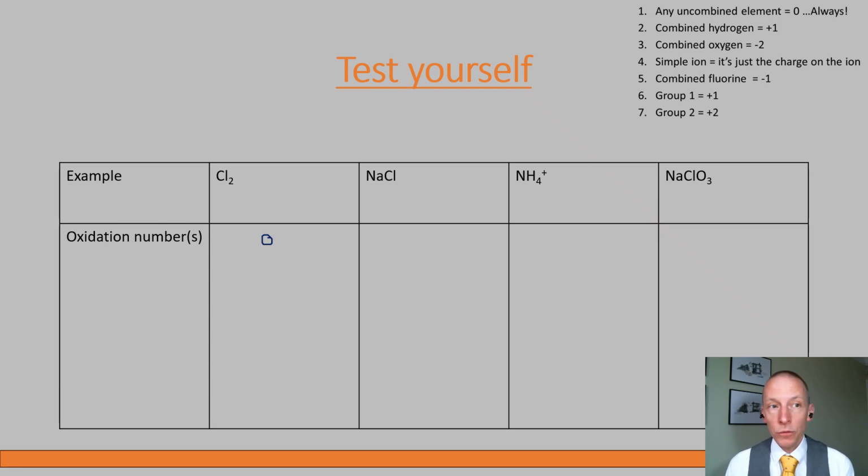Sodium chloride, we've got next. Now, sodium is in group 1. So looking at our rules, we can see that anything in group 1 is in the +1 oxidation state. So the sodium is going to be +1. Overall, there's no charge. Therefore, the chlorine must be -1.